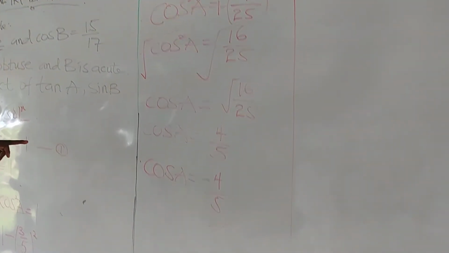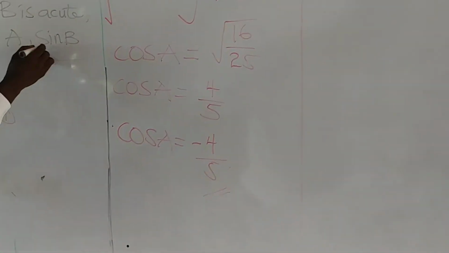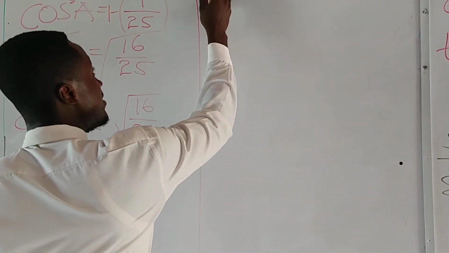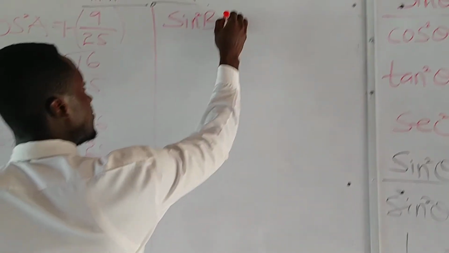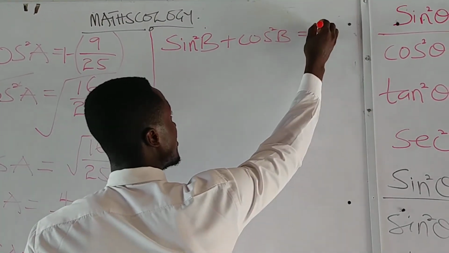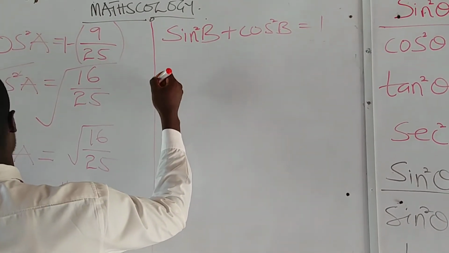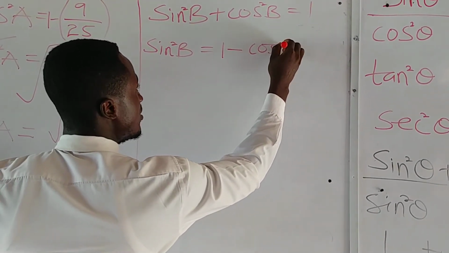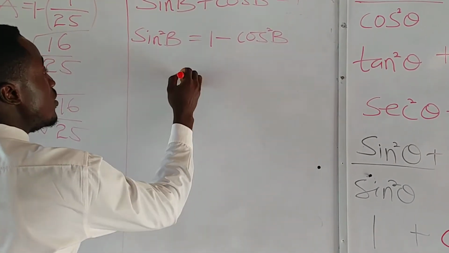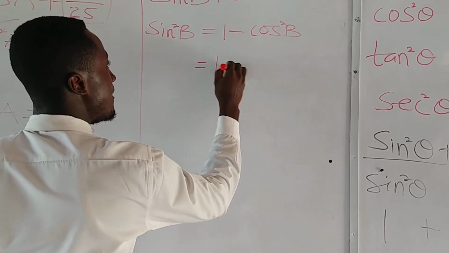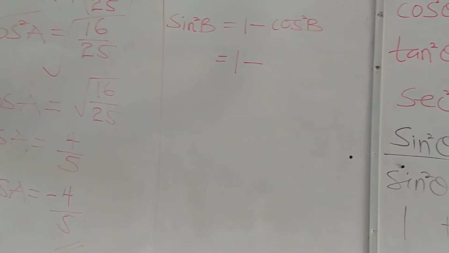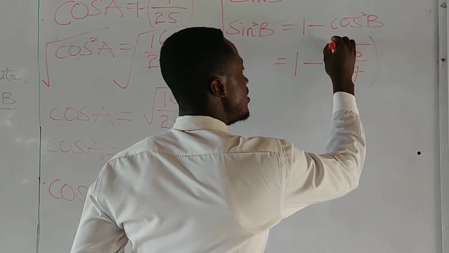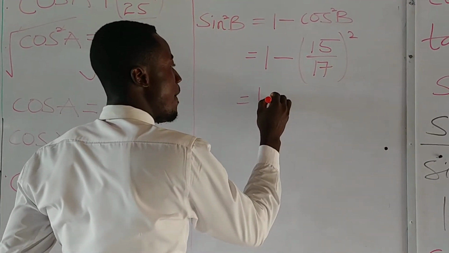For cos A, let's calculate for sine B before we come to tan A. So from the same identity, sine B squared plus cos B squared should give us 1. So we are calculating for sine B. So sine B squared will be equal to 1 minus cos B squared. And this will give us 1 minus, what is cos B? Cos B is 15 on 17. So 15 on 17 squared.